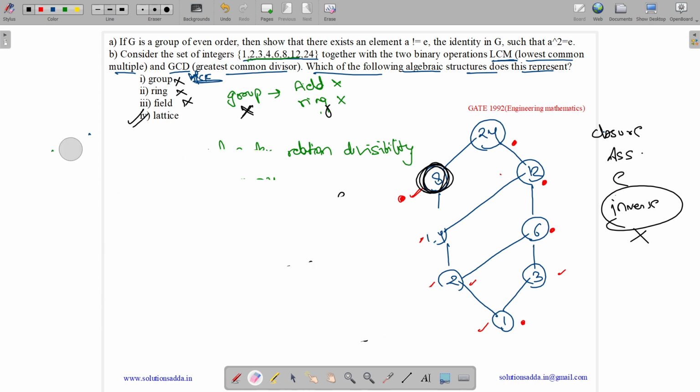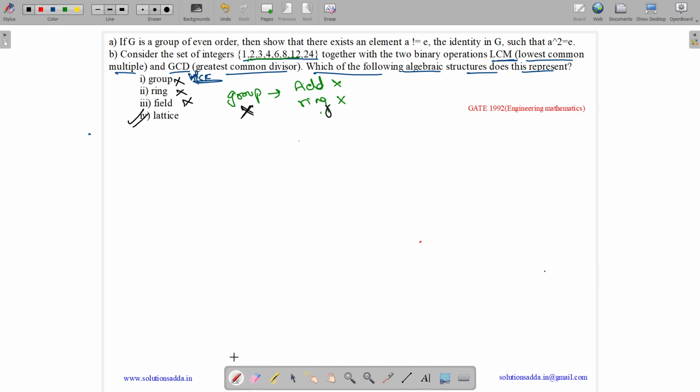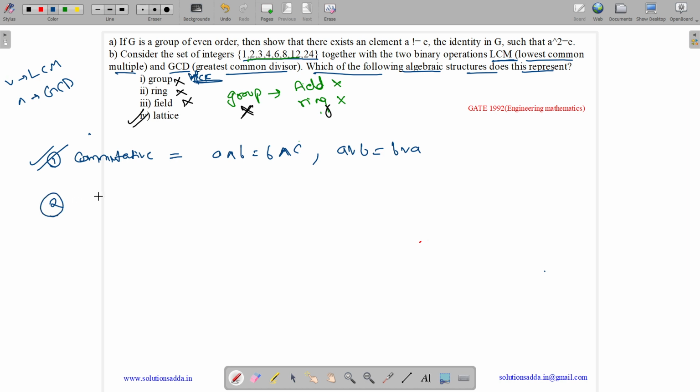So the answer is option D, lattice. There is another method of doing this, where I will tell you the properties of lattice and you can solve it directly without checking for a group. So what is a lattice? A lattice follows the commutative property. Commutative property means, let us assume this is LCM and this is GCD, then A hat B equals B hat A and A or B equals B or A. So can we say that LCM and GCD follow the commutative property? Yes.